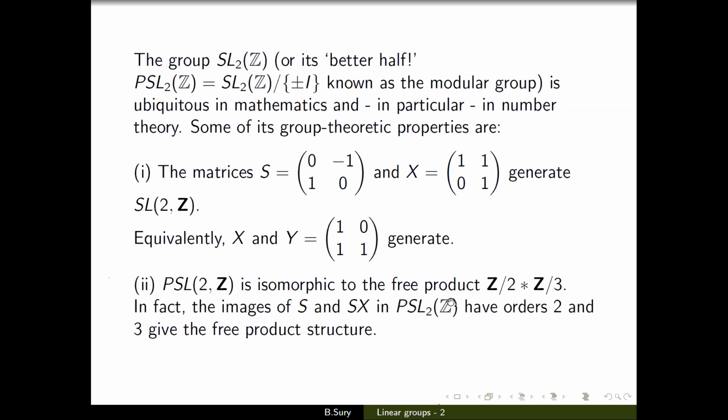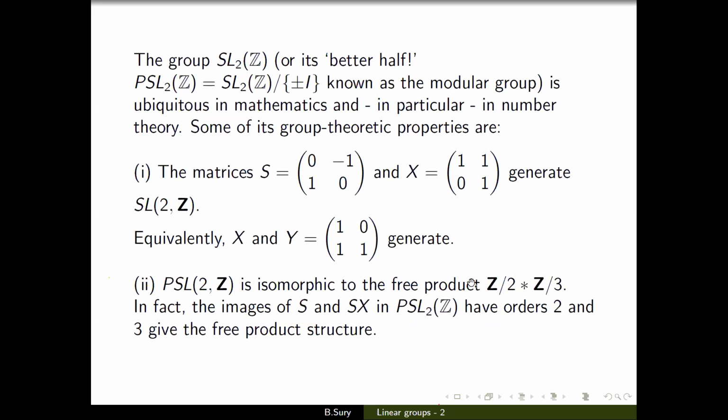And in fact, if you want to say it in slightly more fancy language, this group PSL2Z, the modular group, is the free product of Z mod 2 and Z mod 3. That means there is an element of order 2 and an element of order 3, and all words in them give this group. All words means all kinds of expressions, products. Any two expressions are different. That's what free product means. Okay, this matrix S and another matrix, which I'll call U or something, that's of order 3 here. We have order 6 in this, but order 3 in PSL2Z. Anyway, so S and U.